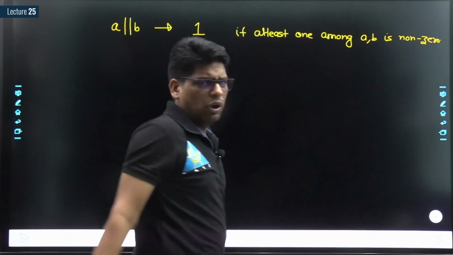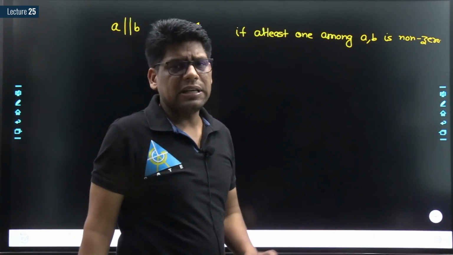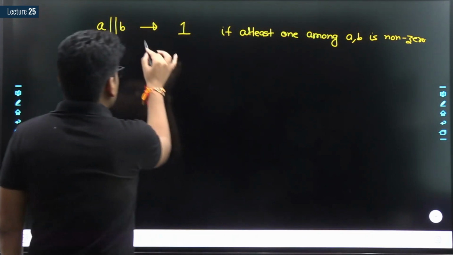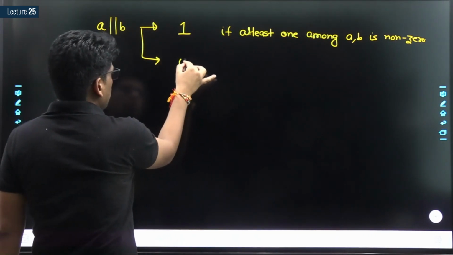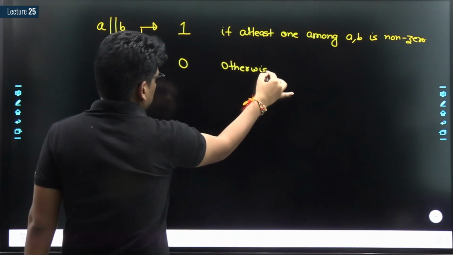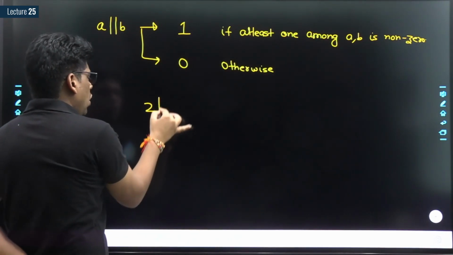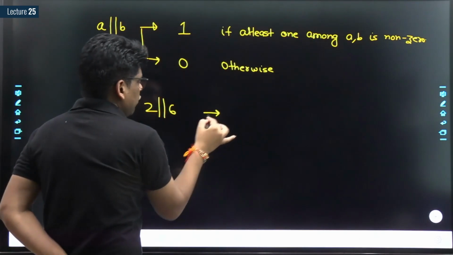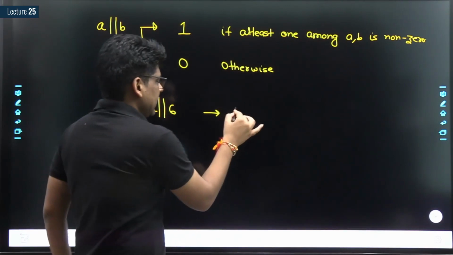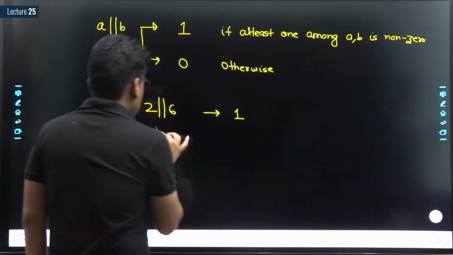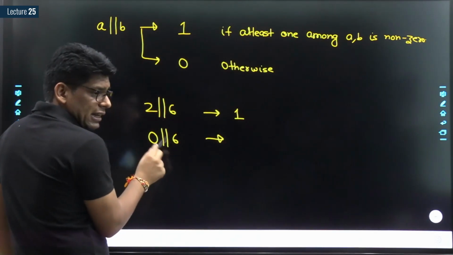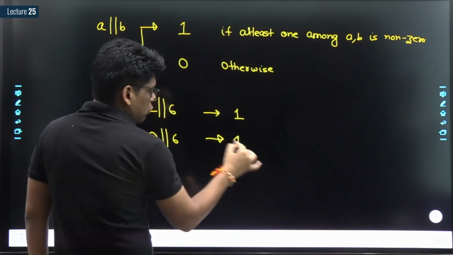At least one is non-zero. Basically, at least one is true. And it is 0 otherwise. So if I ask you 2 or 6, what do we want? At least one non-zero. Here both of them are non-zero. That means can I say the result is 1? Yes, of course. What if I say 0 or 6? At least one is non-zero. That's why the output is 1.